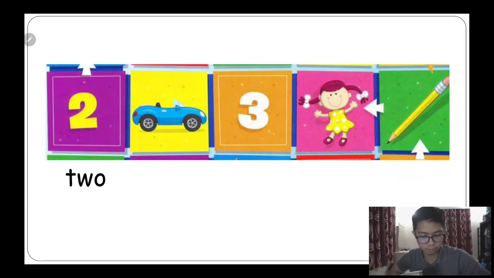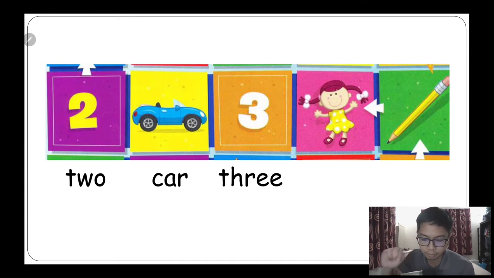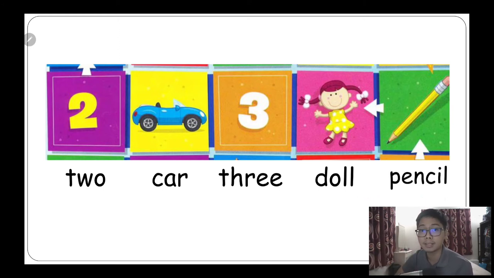And from the left also, number 2, T-W-O, 2. And this toy is super easy to spell. Car, C-A-R, car. Number 3, T-H-R-E-E. There are double E. Remember that. Next one is one of the toys that we have learned, which is the doll. D-O-L-L. Next, we have pencil. Just now we have pencil case. So this time we just need to spell pencil. P-E-N-C-I-L.